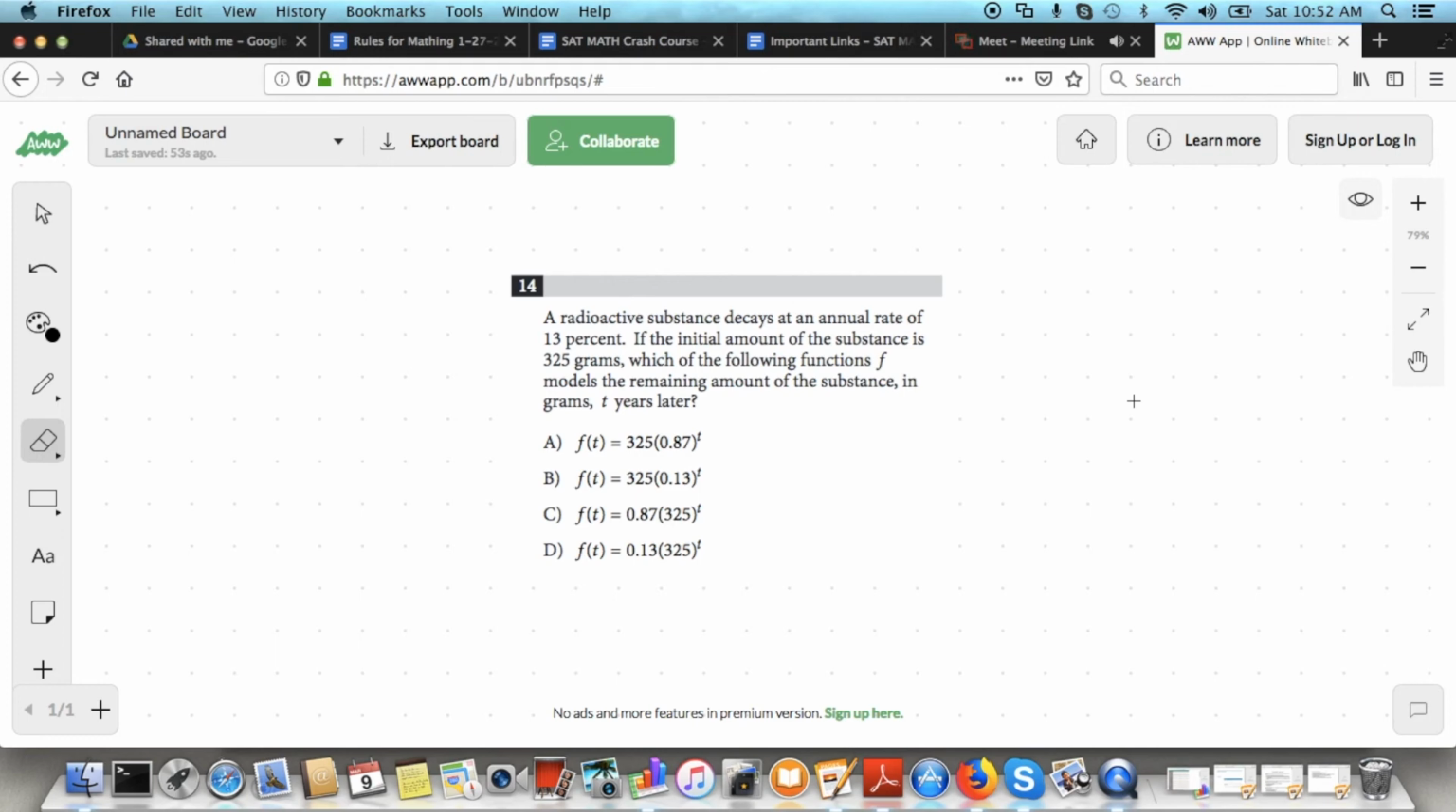After 1 year. How many grams would you expect to have left if this substance is decaying at a rate of 13% per year? Just give me an estimate of how many grams would be left after 1 year. Just logically, if this radioactive substance is decaying at a rate of 13% per year, what would a reasonable estimate be for the amount of grams left after a year? Just give me a guess.